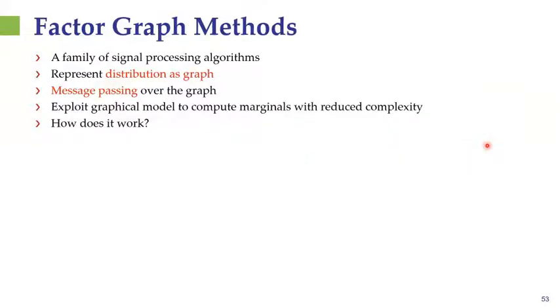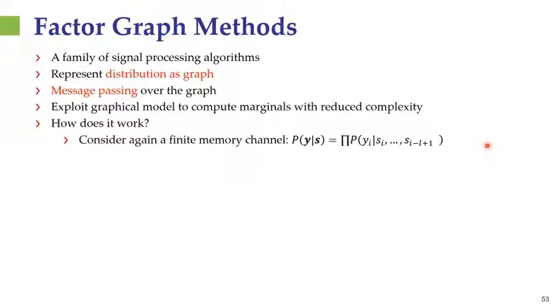Now let us proceed to another form of symbol detection based on graphical models. And if we started with the Viterbi algorithm, let us continue to what's called factor graph methods. Now, factor graph methods are a family of signal processing algorithms which are based on the ability to represent a distribution as a graph, and then they carry out inference using message passing over the graph, exploiting the graphical model to implement this with reduced complexity. Okay, so this sounds very high level, but let's understand how does this work.